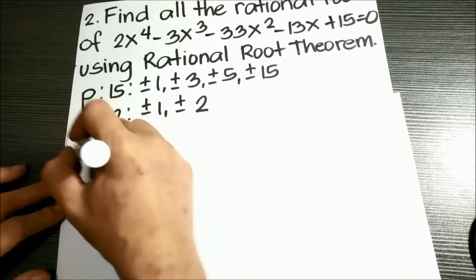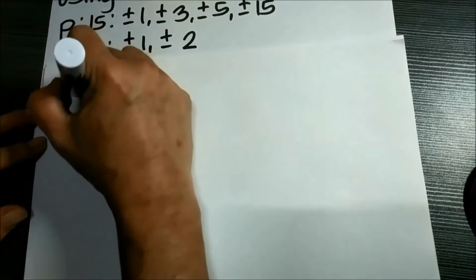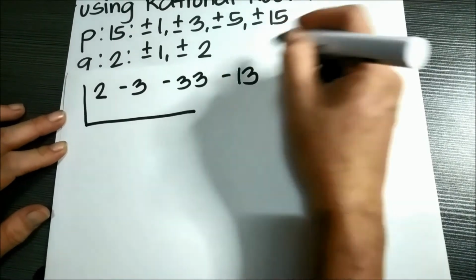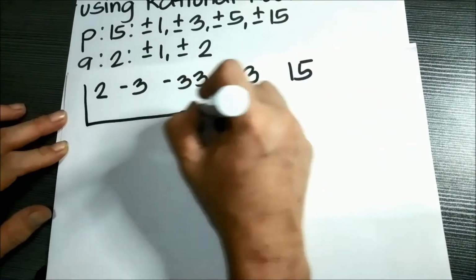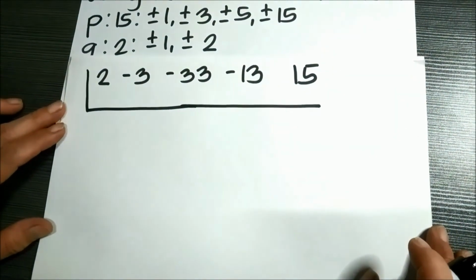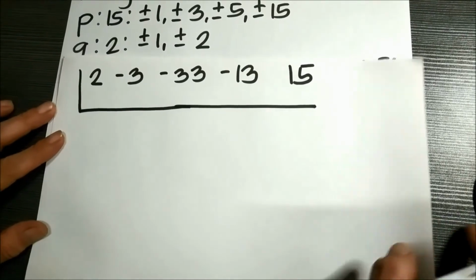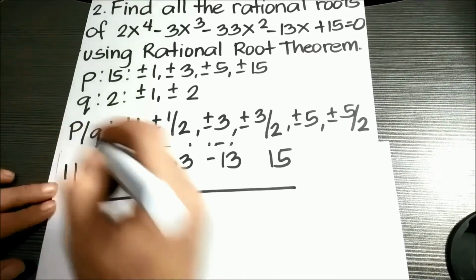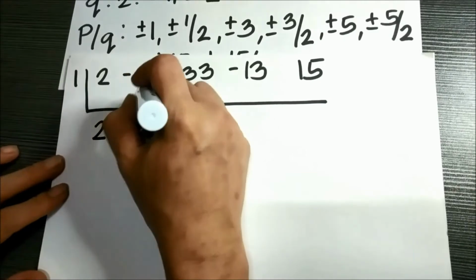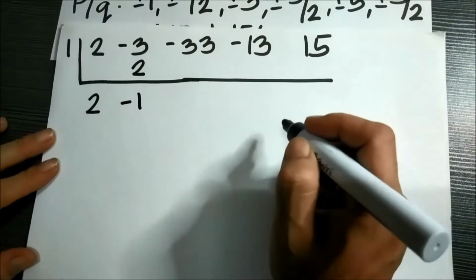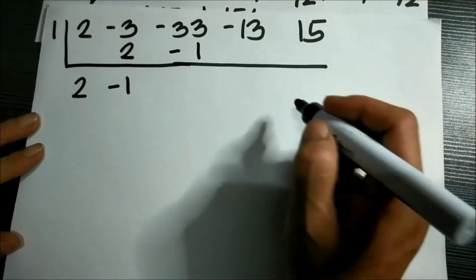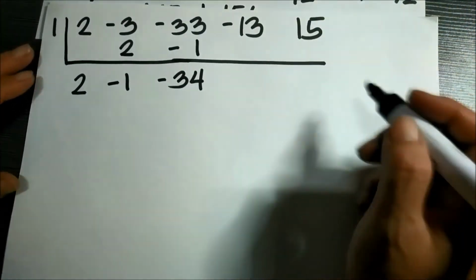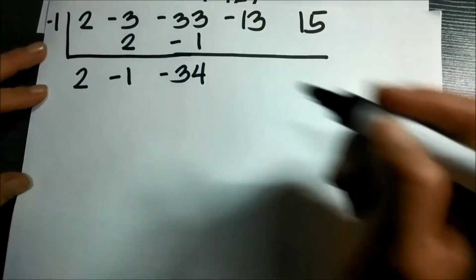So, let's start. Using synthetic division, let us try to find the roots of our equation. So, ano gusto ninyong gamitin sa mga listahan natin? Try natin si 1. So, we have 2, 2, negative 1, negative 1, negative 34. So, lumalaki lang. What about negative 1?